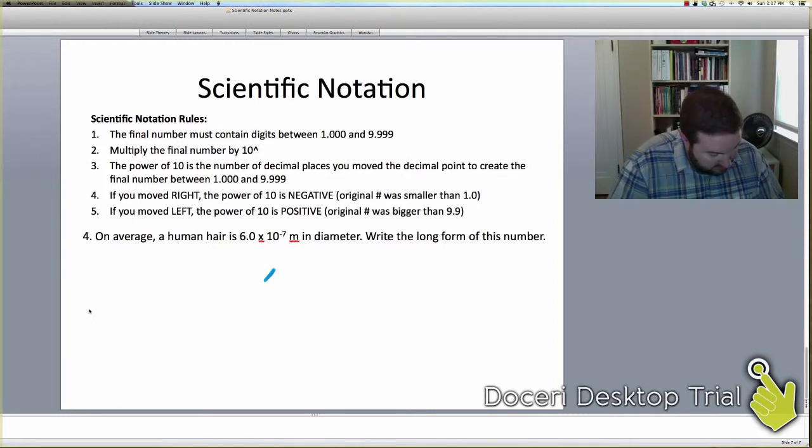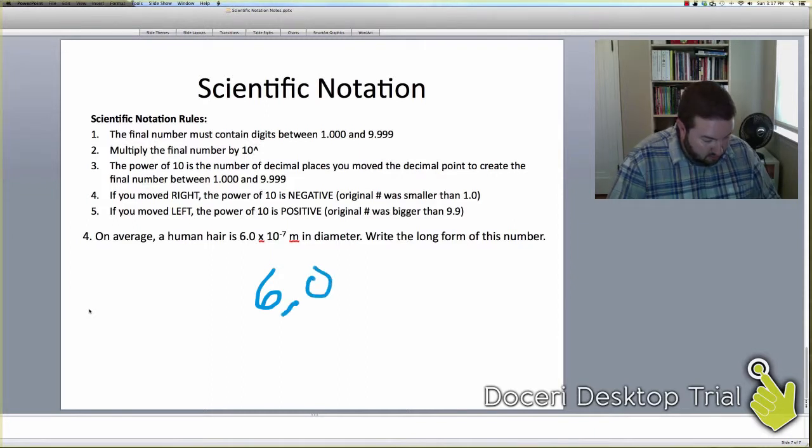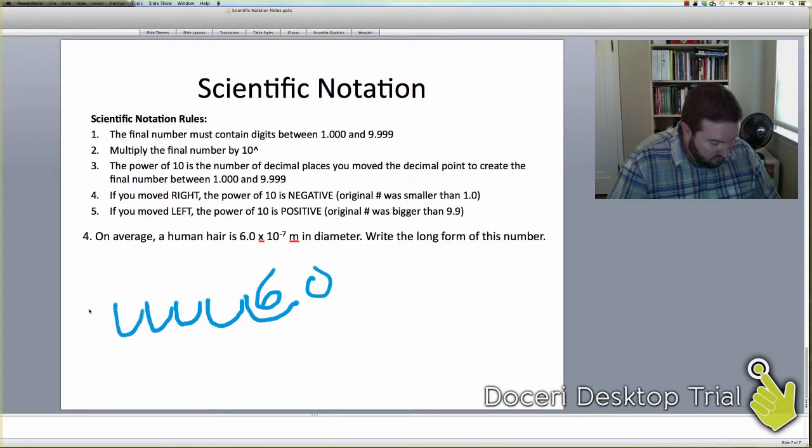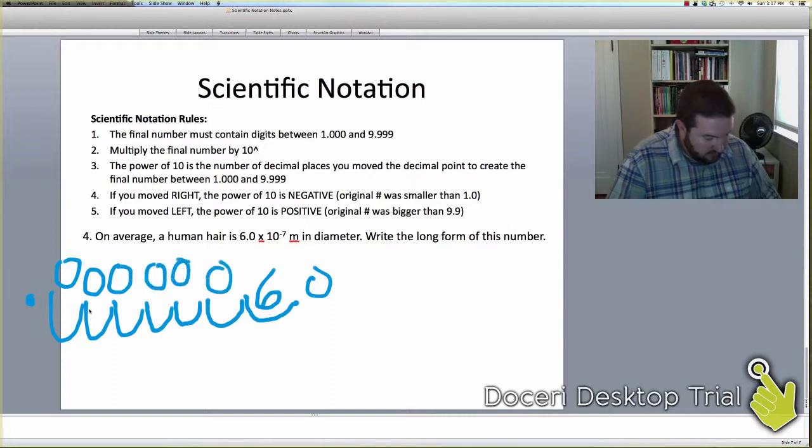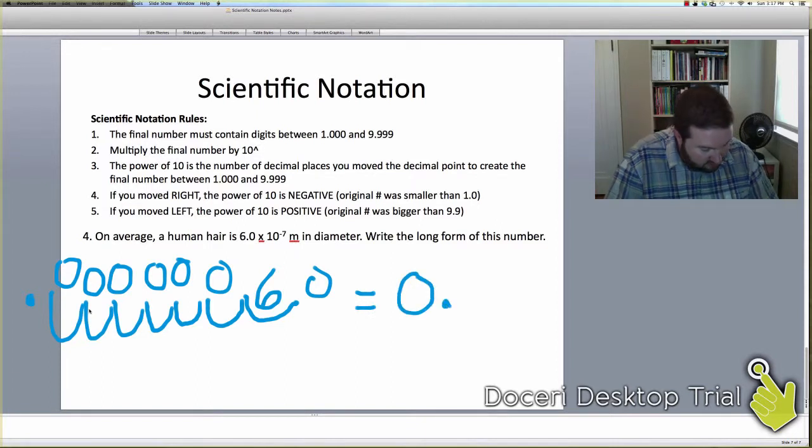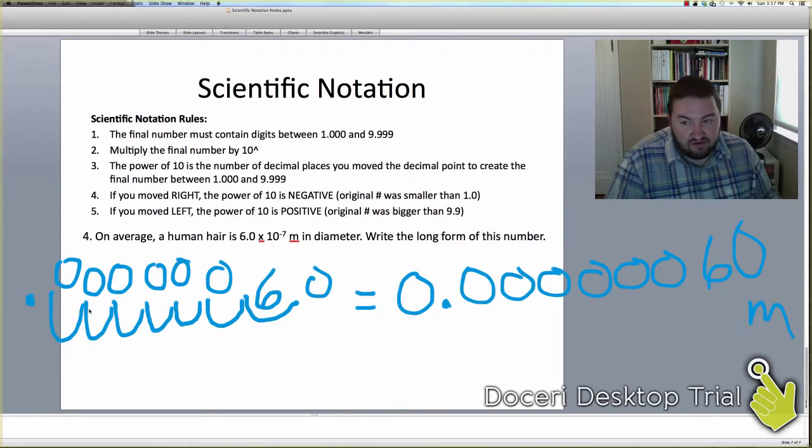So here I have 6.0, and so I'll go 1 place, 2 places, and just like last time, I'll plug in zeros as placeholders. 3, 4, 5, 6, 7, and I get my decimal point. And so if I was going to write this out in long form, now that I moved my decimal point, we usually put a 0 first. Then we had 1, 2, 3, 6 zeros. And finally our number in meters.